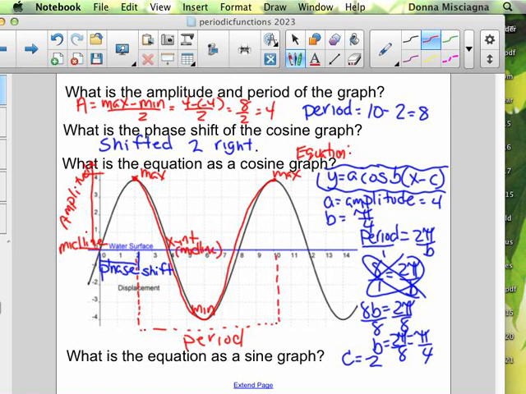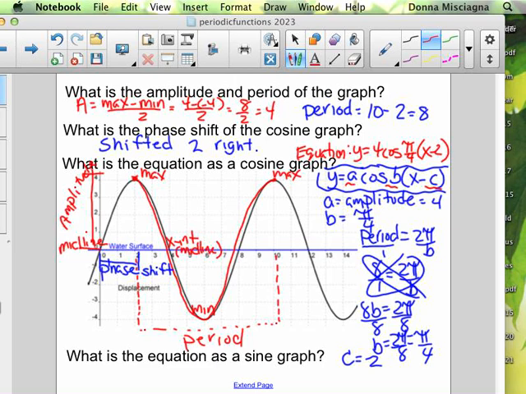We're going to replace the A, the B, and the C. Once you have all those values solved for, that's all you have to do is replace it. So this is going to be y equals 4 cosine pi fourths, and then in parentheses, x minus 2. All right, you do not need to distribute. You can leave it with the parentheses. It does make it easier to see each of the parts.